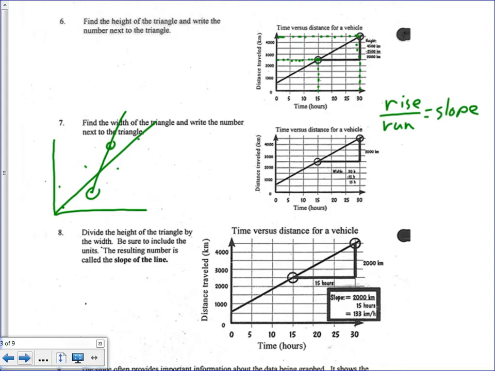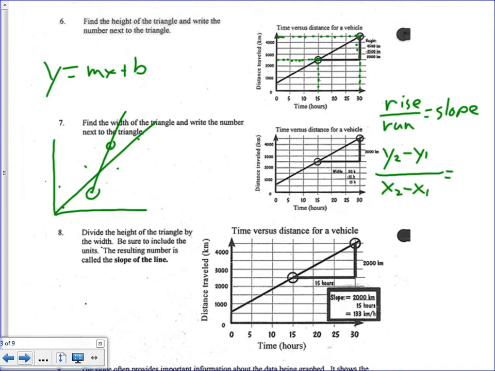How many people have seen that before? Slope is rise over run. Okay. How many people have seen this one before? Only one. Okay. It's actually the same thing, and I'll show you why in just a minute. All right. So slope is rise over run. It's also written like this: y2 minus y1 over x2 minus x1.